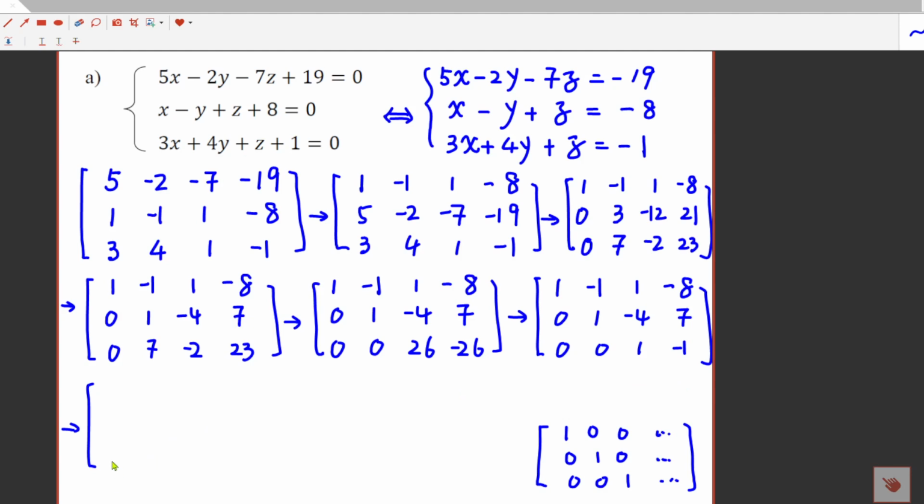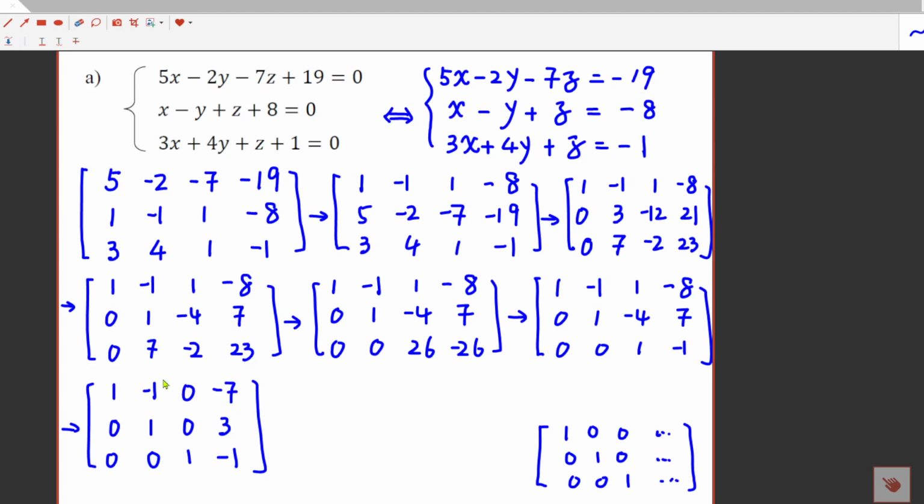So in this way, the third row does not change: 0, 0, 1, -1. And times the 4 added to the second row, this gives us 0, 1, 0, 3. Again, cancel this number here. Then we use the third row times -1 added to the first row. This gives us 1, -1, 0, and -7, right?